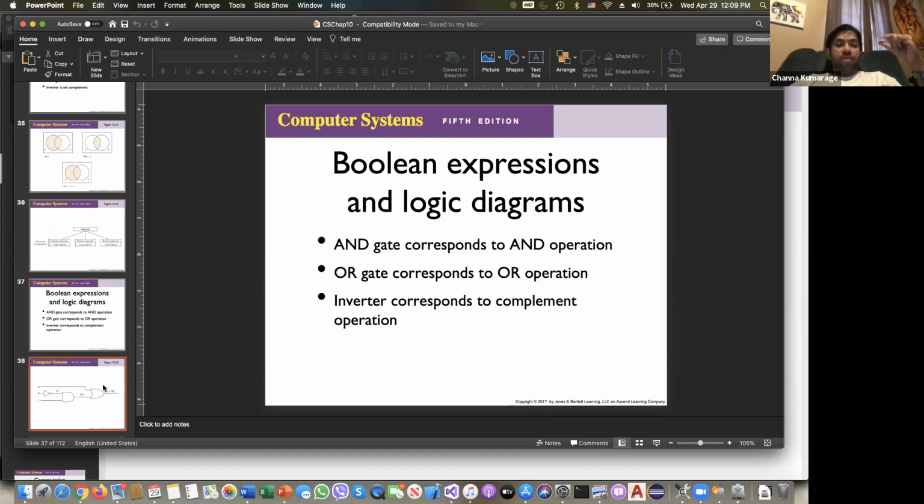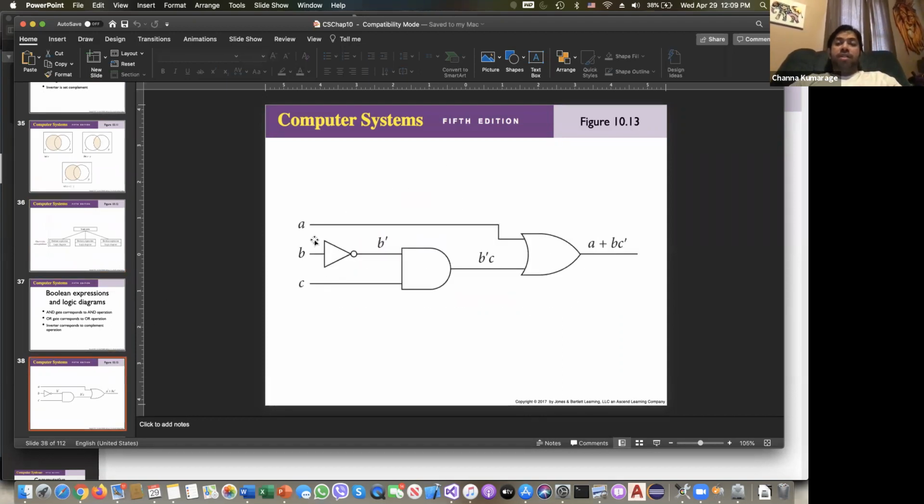So that's what we're going to do here. For an example, assume you have a representation like this. You have A, B, C. B is inverted here and sent to an AND gate with C, and A is taken into an OR gate with the result of the inverted B and C AND gate. The end result is A plus B' C.